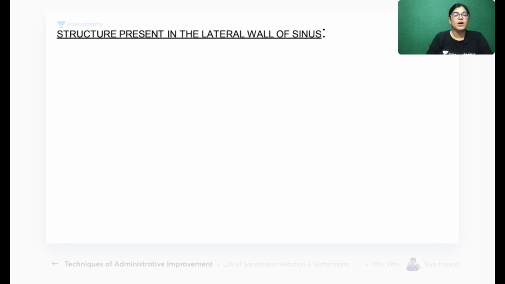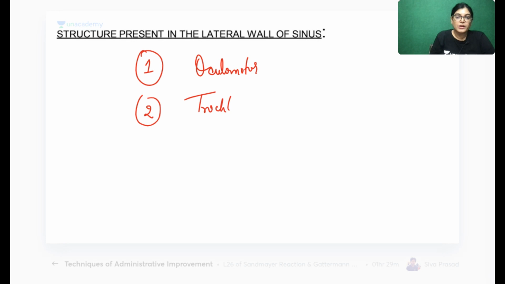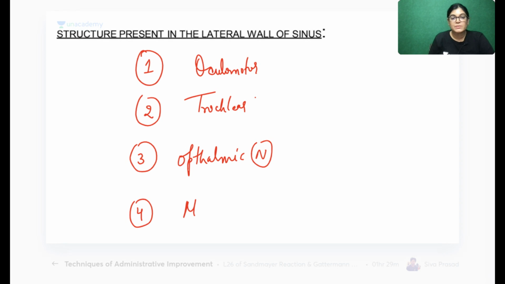All of you write down the structures present in the lateral wall of the cavernous sinus. The nerves are oculomotor nerve, third cranial nerve; trochlear nerve, fourth cranial nerve; ophthalmic nerve, meaning the ophthalmic division of trigeminal nerve. The other structure is the maxillary nerve. These are the nerves lying in the lateral wall of the cavernous sinus.